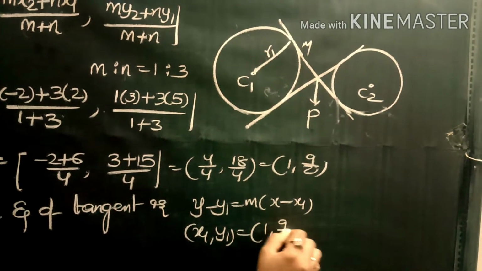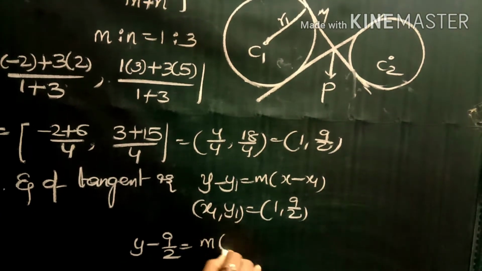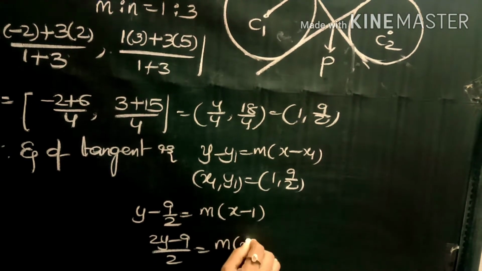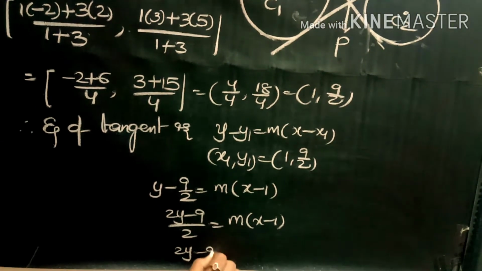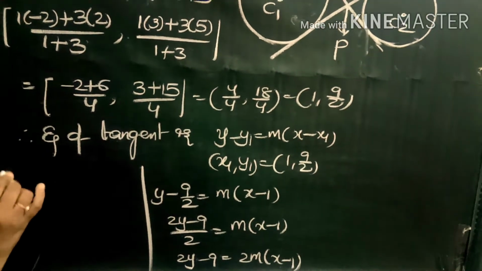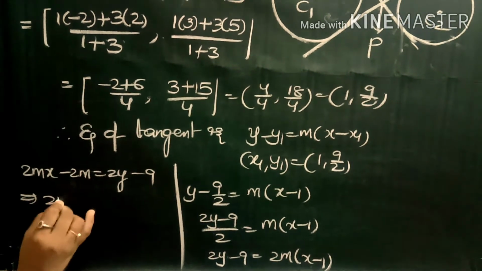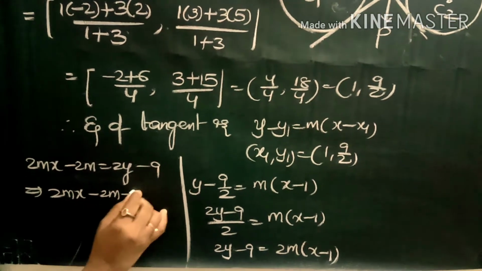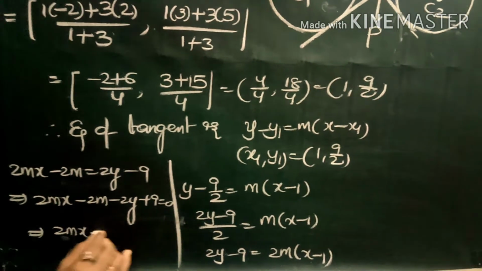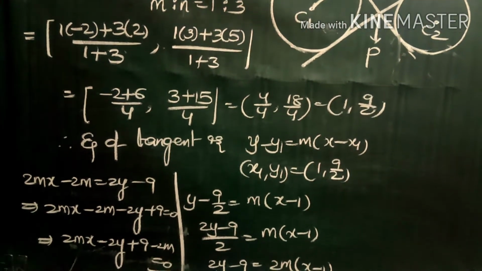And m is equal to the slope of the tangent. Now replacing the point here, y minus 9 by 2 is equal to m into x minus 1. That is, 2y minus 9 by 2 is equal to m into x minus 1. That is, 2y minus 9 is equal to 2m into x minus 1, which implies 2mx minus 2m is equal to 2y minus 9, which implies 2mx minus 2m minus 2y plus 9 equals 0. That is, 2mx minus 2y plus 9 minus 2m is equal to 0. This is the equation of the tangent.